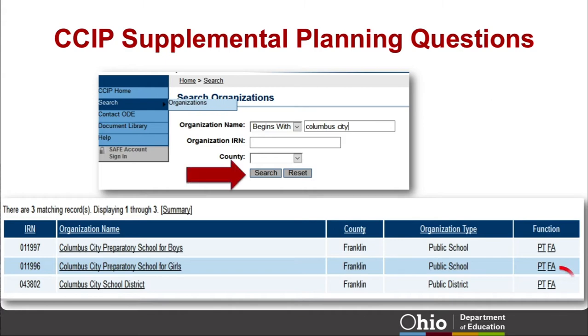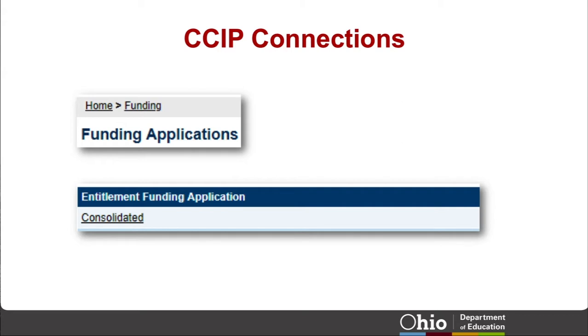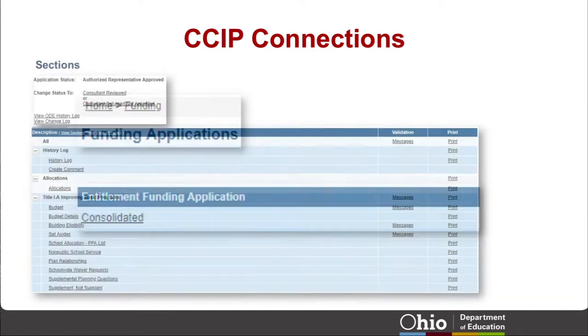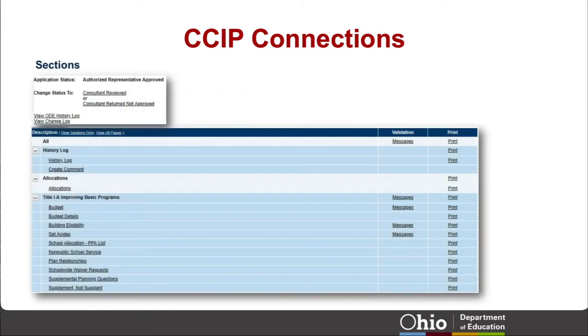Next, click on the underlined FA, short for Funding Application. Select the Consolidated Funding Application. Make sure you're in the current year. Next, click on the underlined word Print. If the document is not sent directly to your printer, download it if you can, save it as a PDF, and then print it. Review the supplemental planning questions that are referenced in a few of the Support Schools tool questions.